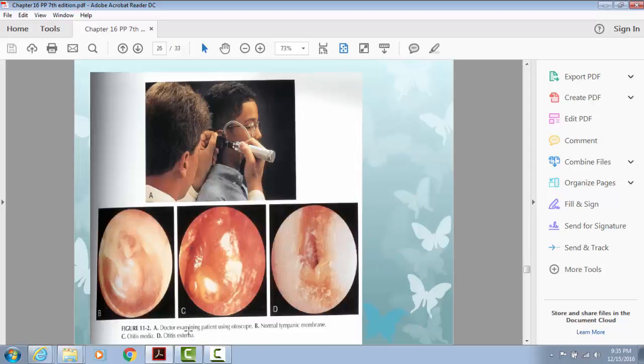Here's a picture of what a normal tympanic membrane should look like when a physician takes an otoscope and looks into the ear. Here is otitis media, or an ear infection, and you can see down here at the bottom there's a big collection of pus, and you see how the drum is kind of pushed out so that there's fluid behind it. And then here is a picture of what's called otitis externa, and that's when there's inflammation and infection in the outer ear canal.